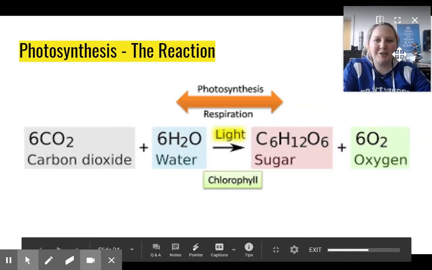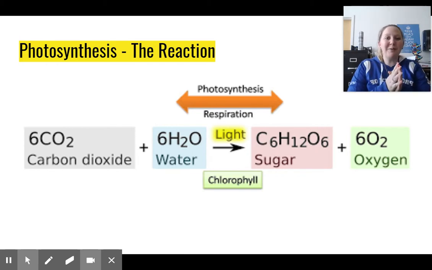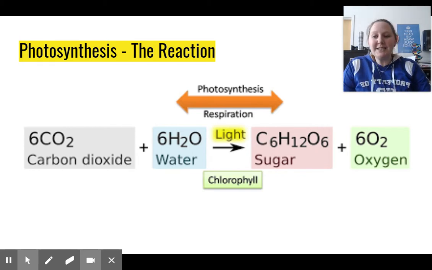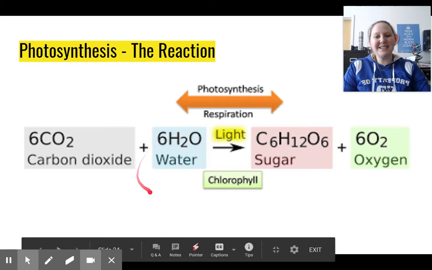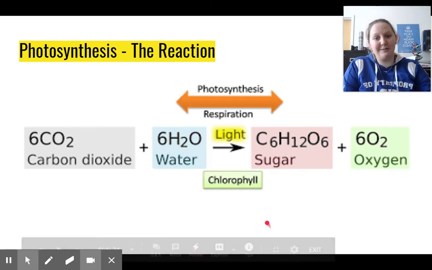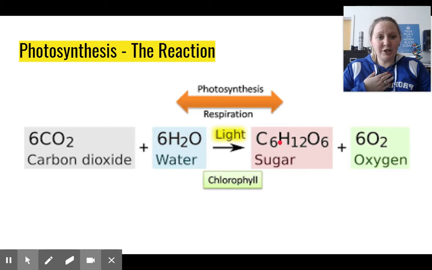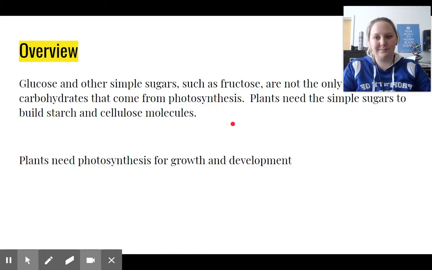Hi guys, so we're going to start today by talking about the reaction of photosynthesis. I told you how important this is going to be. 6 molecules of carbon dioxide plus 6 molecules of water, with light and chlorophyll, will yield 1 molecule of glucose sugar and 6 molecules of oxygen. If you were to read this in reverse, although it is not truly the reverse reaction, you would have the reaction for respiration.